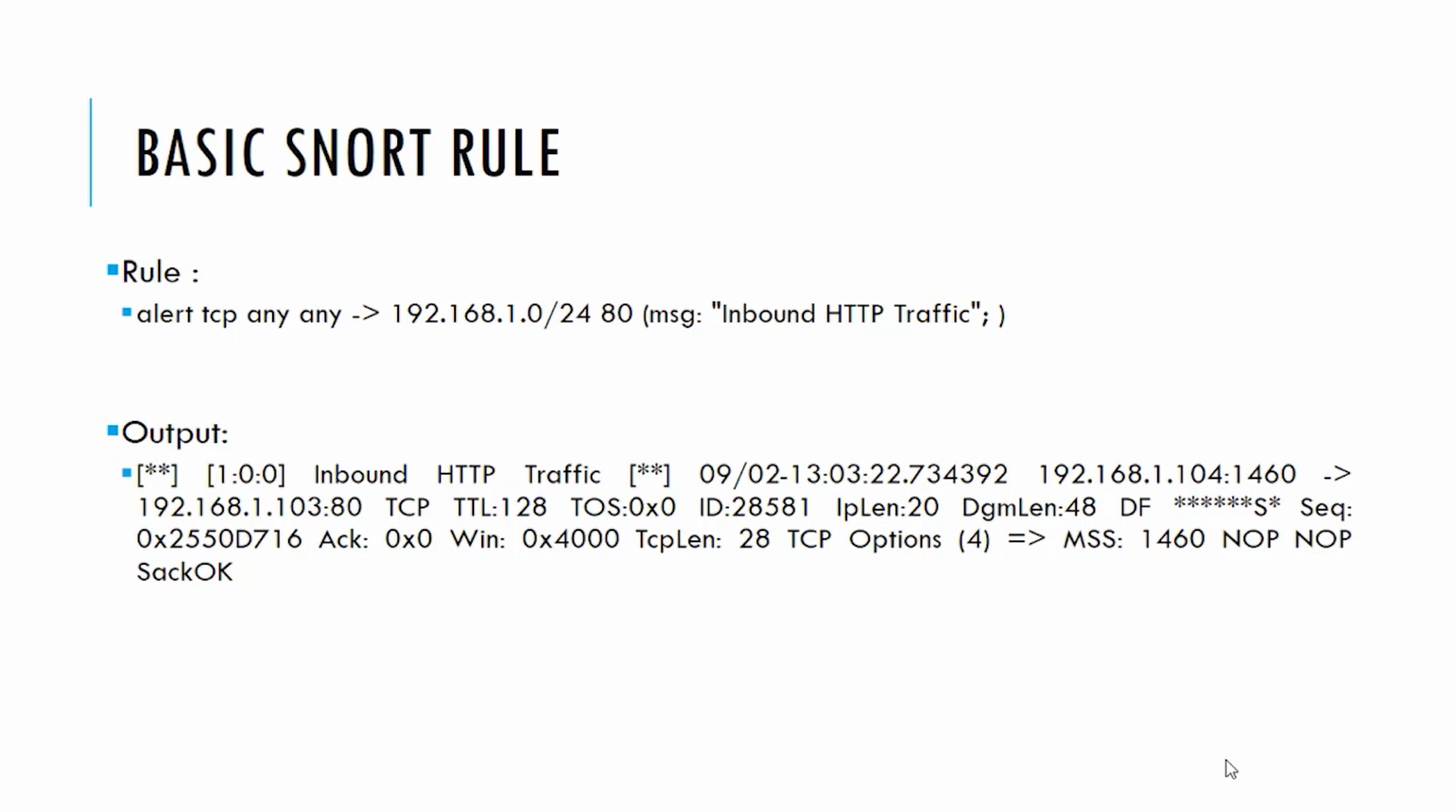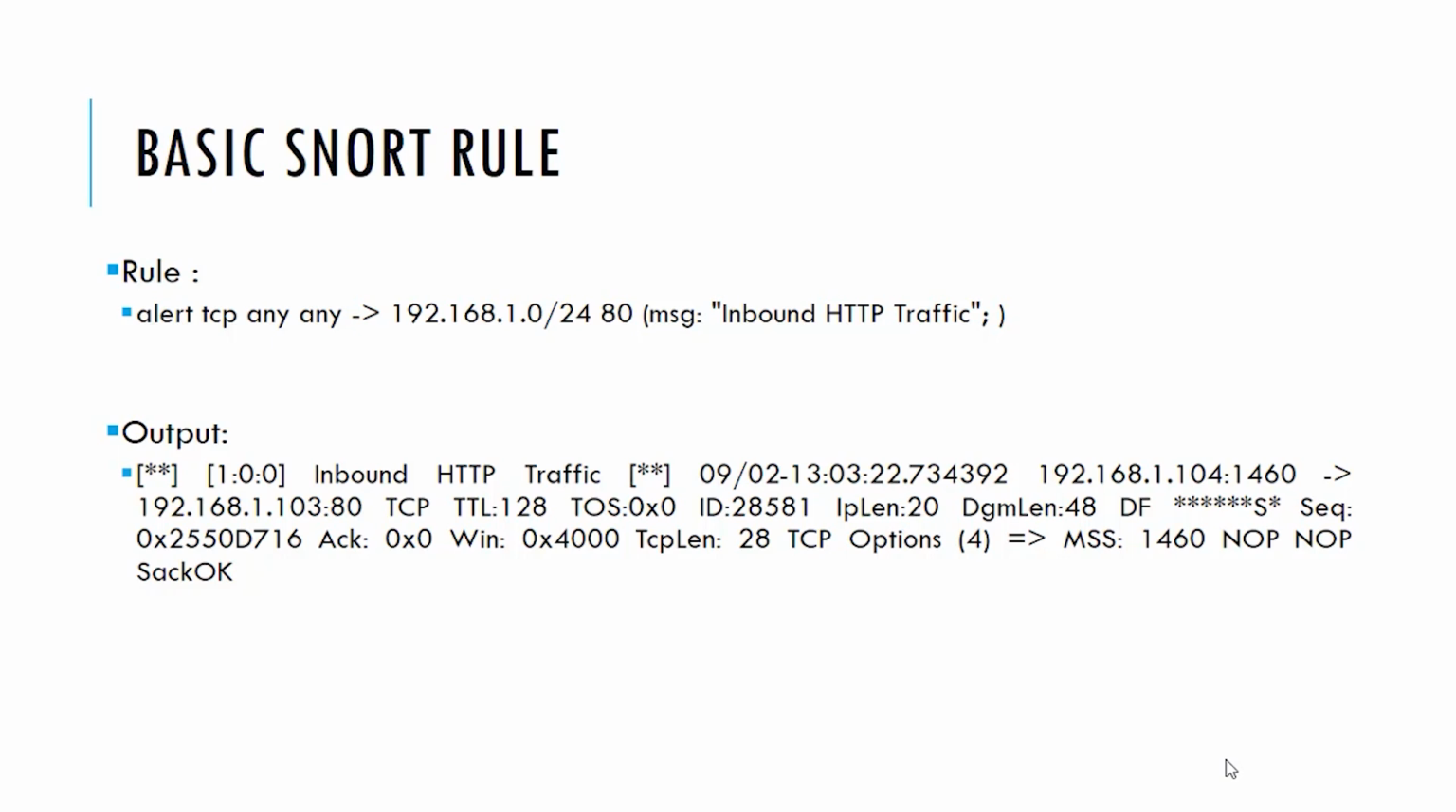Let's now configure a basic Snort rule. Let's say the rule says: send me an alert if traffic is sent by the TCP protocol from any source IP and any source port number, to the destination IP address 192.168.1.0/24, which means the whole subnetwork of this net ID, with destination port number 80, and show on the screen a message that says inbound HTTP traffic.